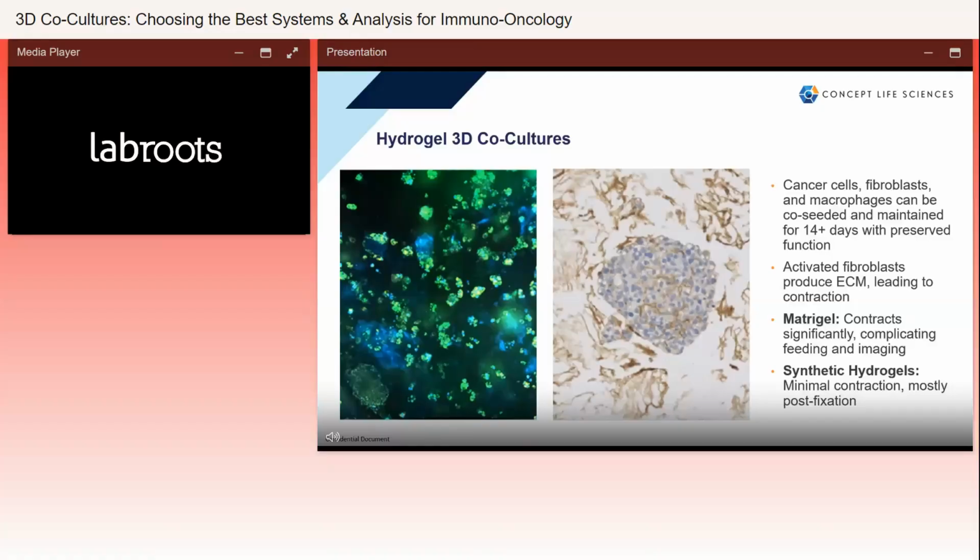As you can see, these are a couple of examples of some of the images we have taken. On the left here, we have HepG2s, which have been co-cultured with stellates and THP1 cells, and we've got quite a few small spheroids. The HepG2s in this case have been fat-loaded, and they've been stained with Nile red, so they're fluorescing green, showing polar lipids.